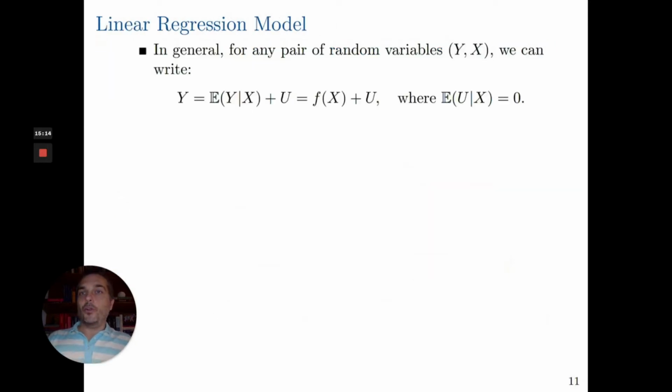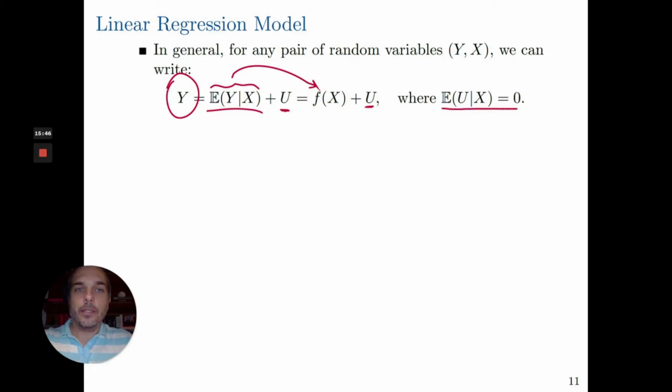Okay. So, in general, we can represent any pair of random variables, y and x, with a model like this. y is a function of the conditional expectation plus a random term. So this conditional expectation will be our function f of x. And by construction, this error term here has conditional expectation equal to 0.